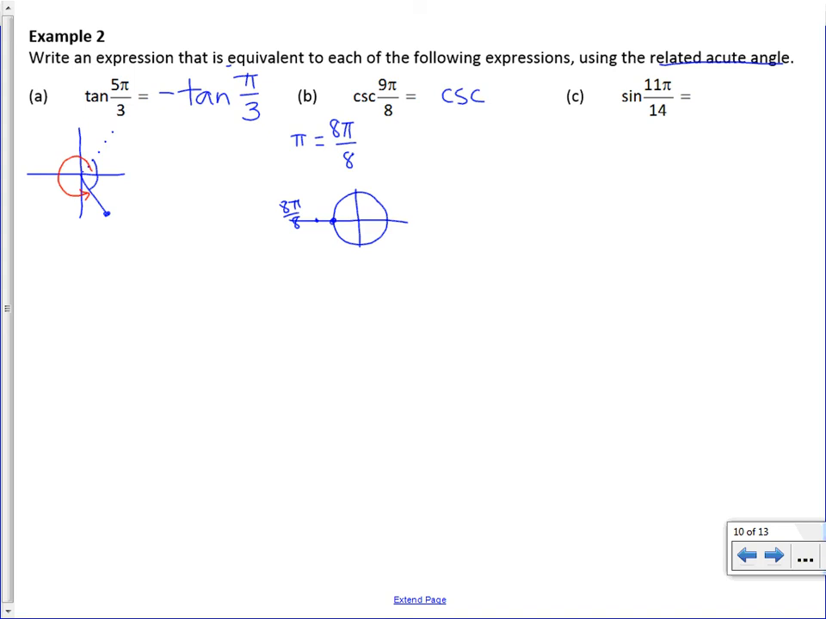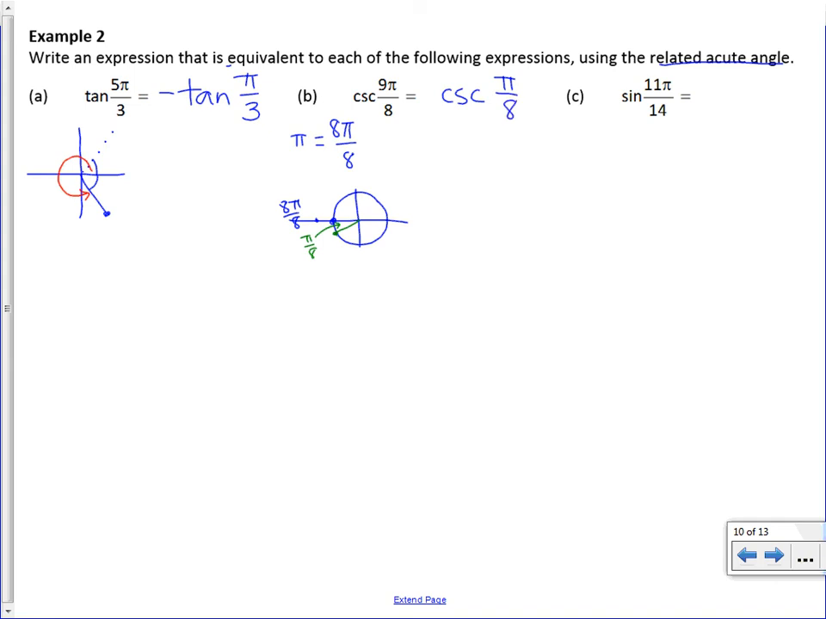Where's 9 pi over 8 going to be? A little extra bit into quadrant 3, right? How much of an extra bit? A pi over 8 extra. Because 8 pi over 8 plus another pi over 8 would be your 9 pi over 8. So I'm a little bit higher than pi. I'm a little bit into quadrant 3. So I know what my related acute angle is now. It's the angle that the green terminal line makes with the axis. Well, I know it's an extra pi over 8.